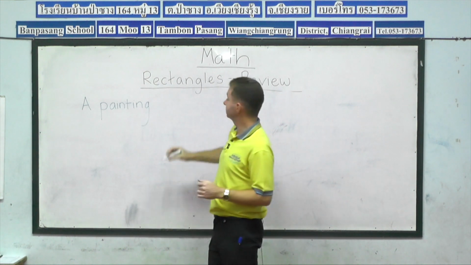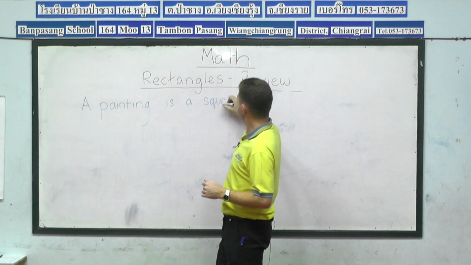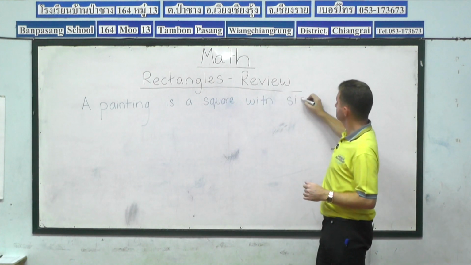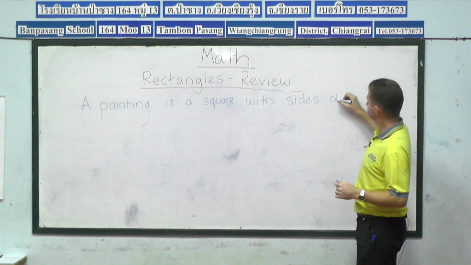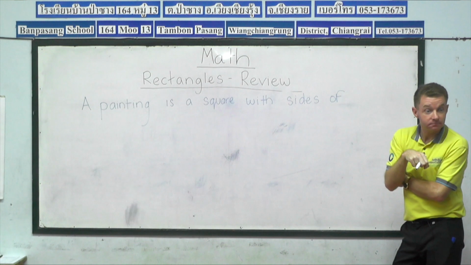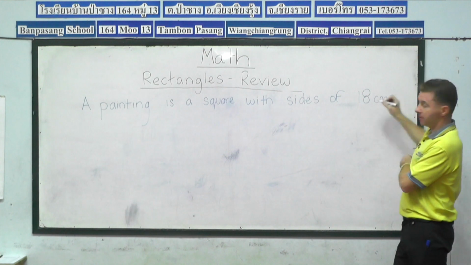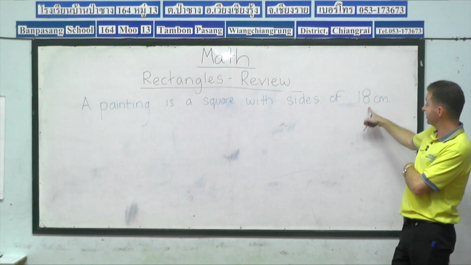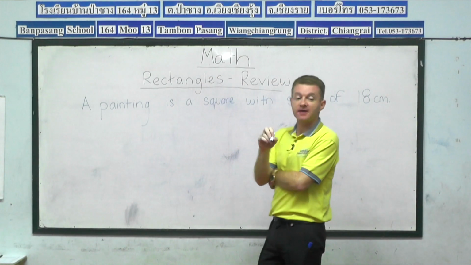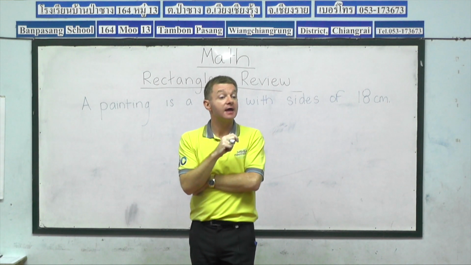A painting is a square with sides of how many centimeters? 18 centimeters. So remember, because it's a square, all sides are of the same length. So the sides are 18 centimeters. We've already worked out the perimeter, guys. What do we need to work out now? Not the perimeter, we want the area.